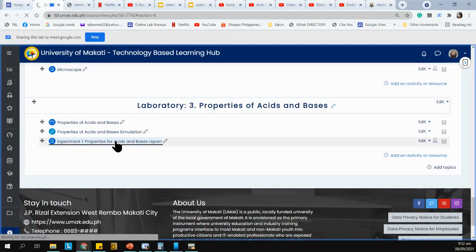Ito. So here is an assignment component. So here you will find the actual report sheet that you're going to answer. Now, I would suggest guys, i-download nyo muna yung document bago nyo sagutan. Kasi baka yung iba sa inyo nagsasagot ng, tawag nito?